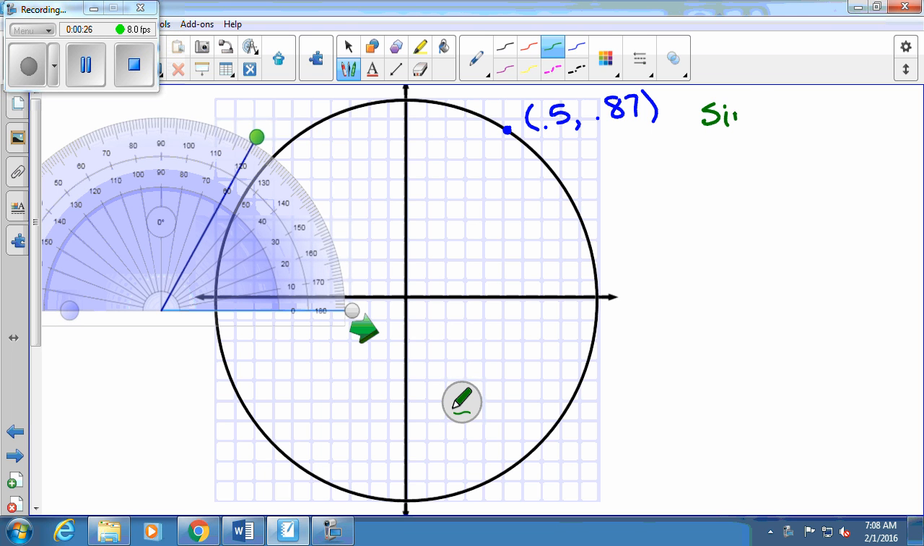So the sine of 60 degrees is which of these ordered pairs? The 0.5 or the 0.87? Do you remember this from last week or not? Okay, so just a quick review, because this will be on your test.